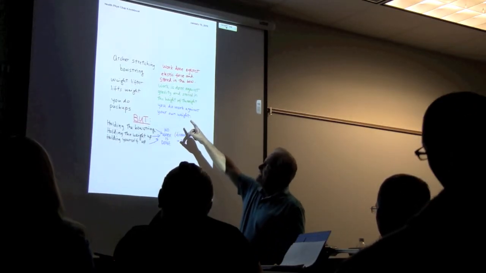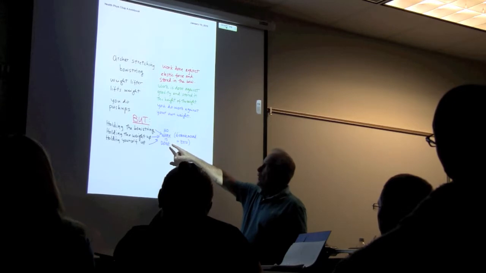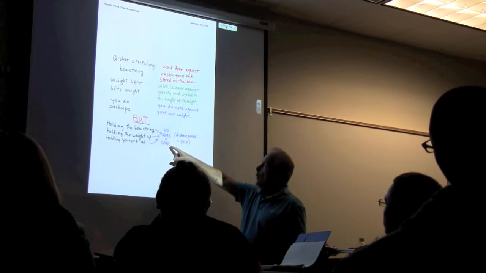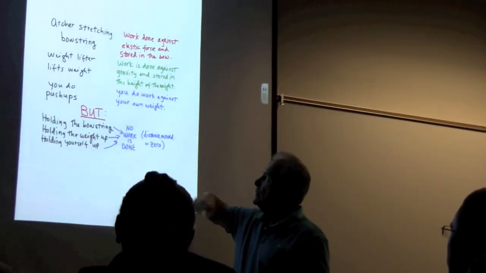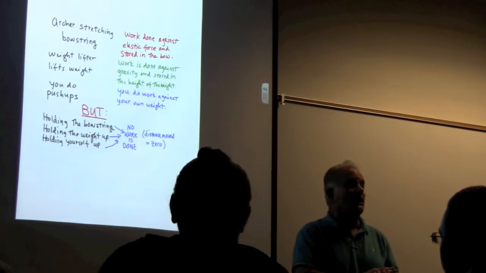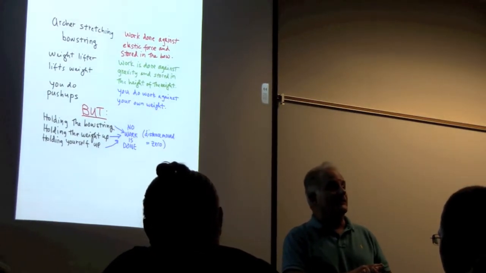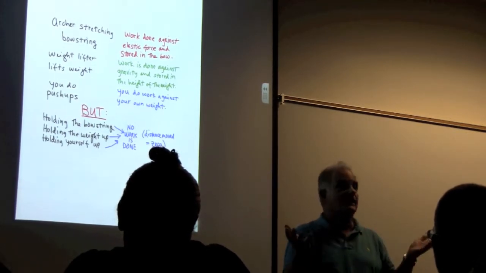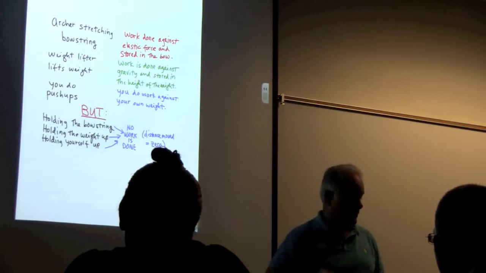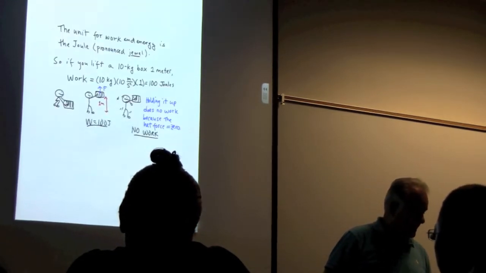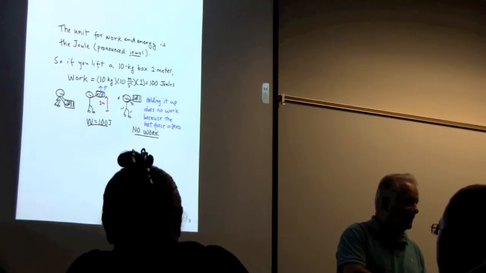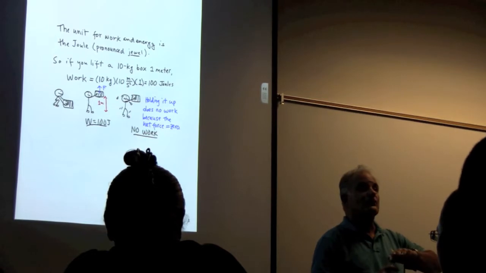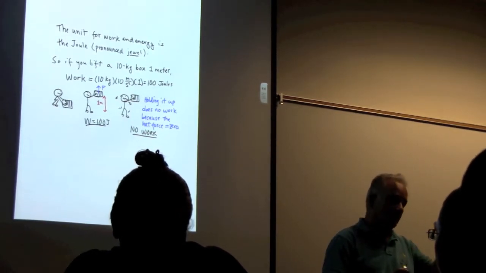A weightlifter lifting weights, all right, they do work against gravity, but if they hold the weight up, no work. You do push-ups, you're doing work against your own weight, but if you hold yourself up, you're not doing any work, and that's just because the distance is zero. Always remember that the work has to be the force times the distance, and if the distance is zero, there ain't no work being done in this narrow definition. The unit for work and energy is the joule, J-O-U-L-E. You'll see it in your book as a capital J, named after a scientist, of course.